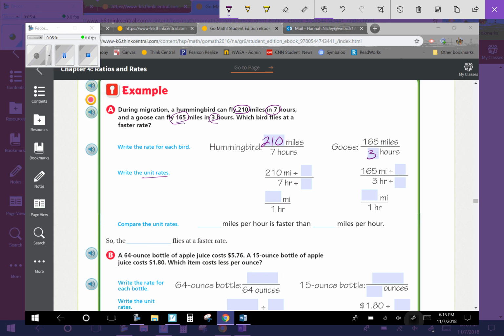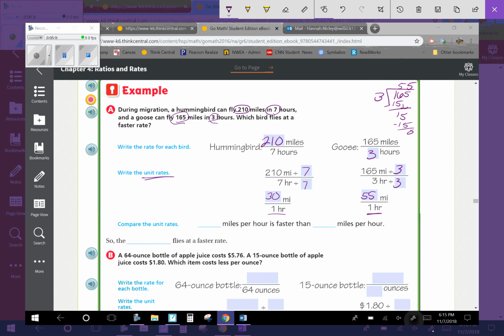Now we're going to write the unit rates. Again, that is a comparison to 1. So I'm going to divide both by 7 so that I get 1 on the bottom. 210 divided by 7, if I think about that as 21 divided by 7, that's 3 and add a 0, so 30 miles in 1 hour. For 165 miles for 3 hours, I'm going to divide those both by 3, so again I get the 1 down here. I can't do that one in my head, so I'm going to do 165 divided by 3, which would be 55 miles in 1 hour.